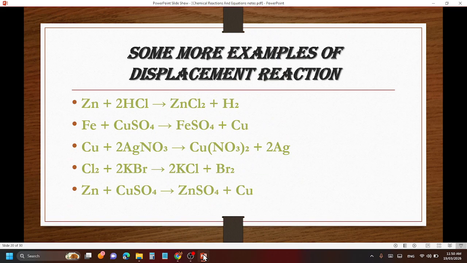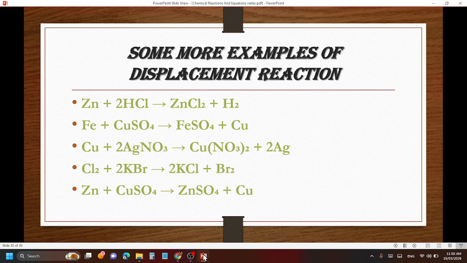Some examples of displacement reaction are zinc plus HCl gives zinc chloride plus hydrogen; Fe plus CuSO4 gives FeSO4 plus Cu; and Cu plus 2AgNO3 gives Cu(NO3)2 plus 2Ag. In these examples, notice the first one: zinc plus HCl gives ZnCl2 plus H2. Here zinc, when it reacts with hydrochloric acid, removes the hydrogen and takes its place.